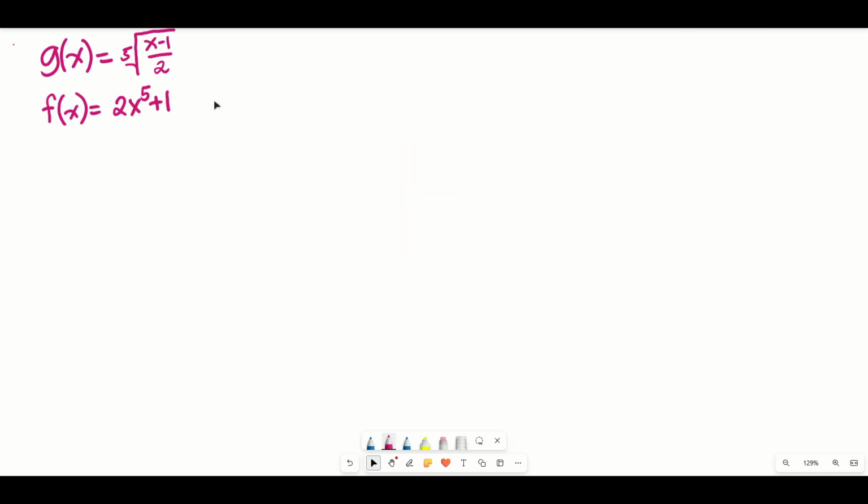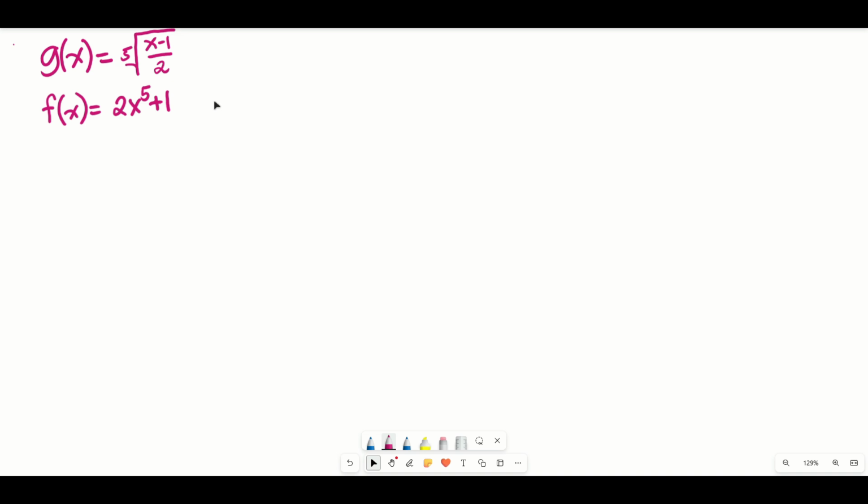Okay, so now what if you are given two functions, say g of x is equal to the fifth root of x minus 1 over 2, and f of x is equal to 2x raised to 5 plus 1, and you are asked to determine whether the two functions are inverses of each other. So instead of getting the inverse of one of the functions, what you can do is you may use one of the properties of the inverse of a one-to-one function to determine kung sila ay inverse ng isa't isa.